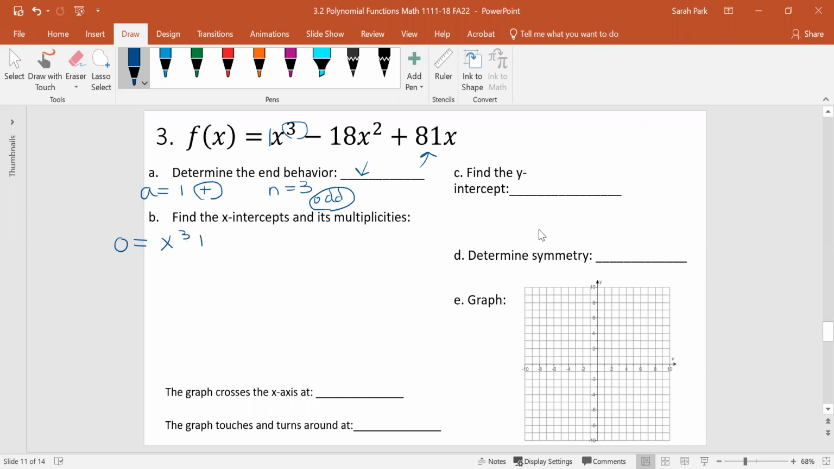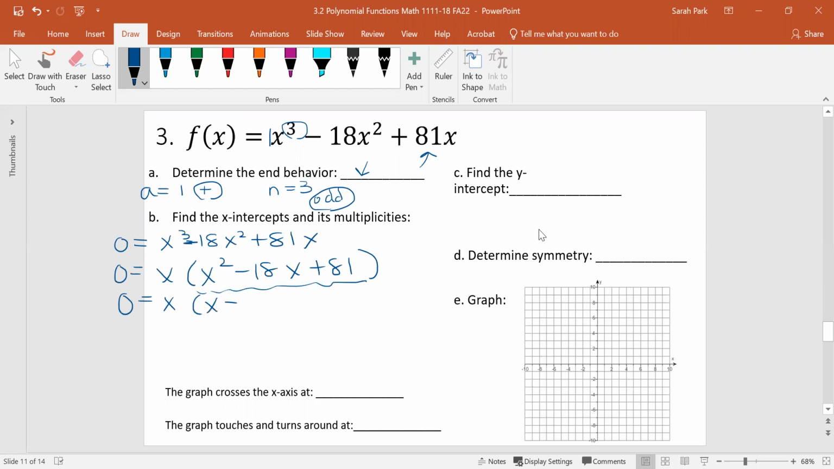So x to the third minus 18x squared plus 81x. And from here, it looks like we can factor out an x first. So factoring x out, we get x times x squared minus 18x plus 81. We can factor x squared minus 18x plus 81 as x minus, let's see, what multiplies to 81 and adds to negative 18 are negative 9, negative 9. So we have x minus 9, x minus 9. Because they're the same repeated factors, we can say that's x minus 9 squared.